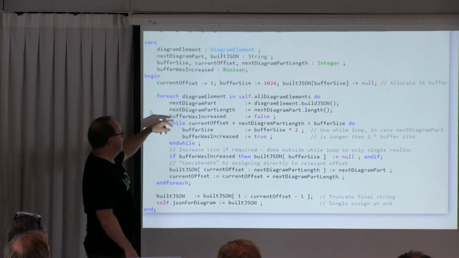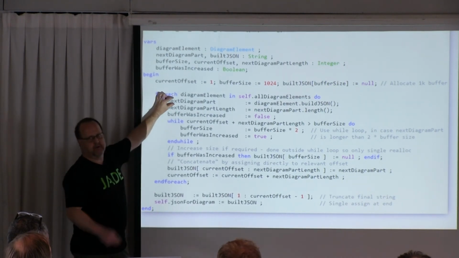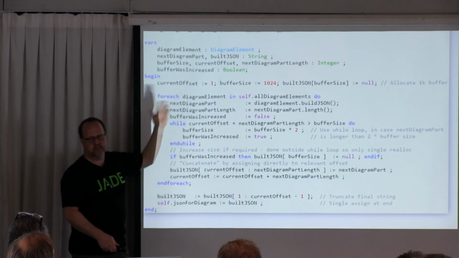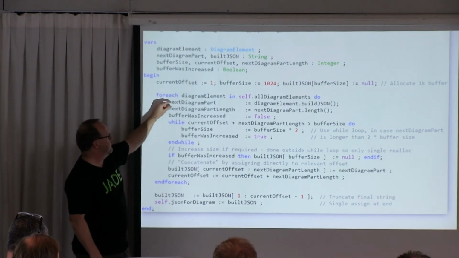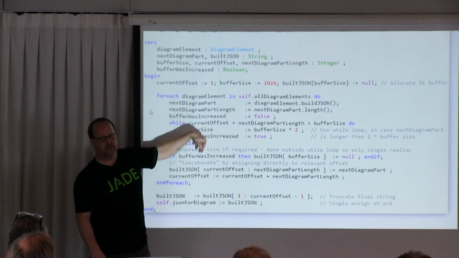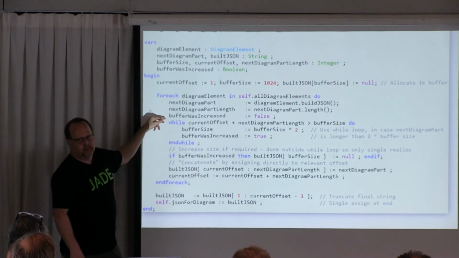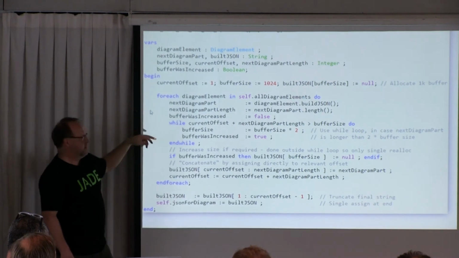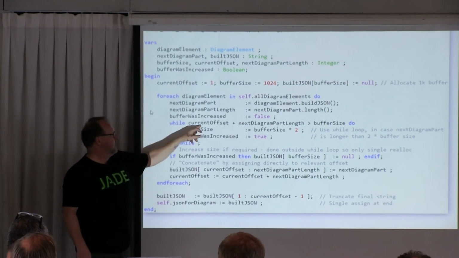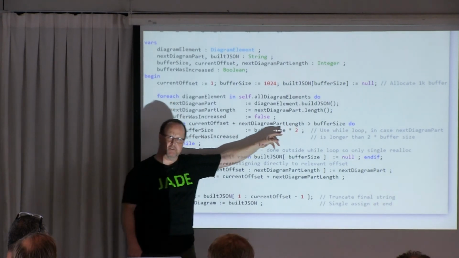Then I go through the diagram elements and I get the next bit of JSON. So those 2 lines of code are the same as what we had before, although it was being used in a concatenation statement. The next thing I need to know is how long is this next part, and that becomes important later on. I say that my buffer wasn't increased this time around in case we increased it last time, and then while the current offset plus the length of the next part is greater than the buffer size, i.e.